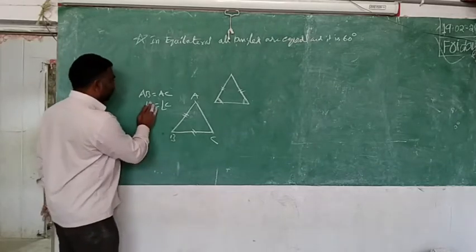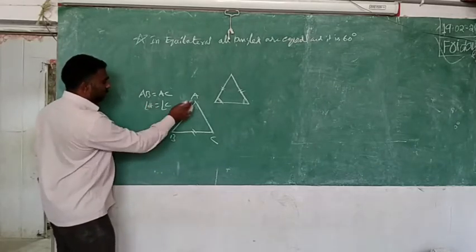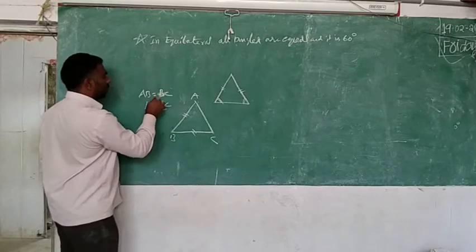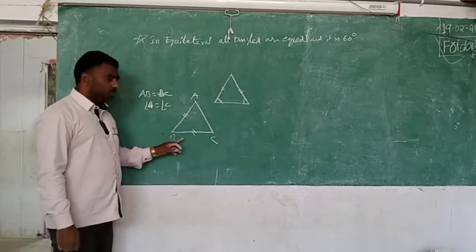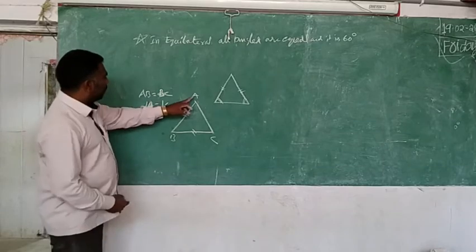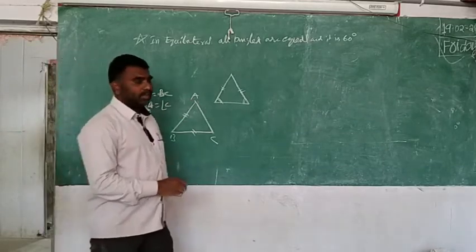Sorry, AB and BC are equal. AB is equal to BC. That's why which are equal? Angle A and angle C.